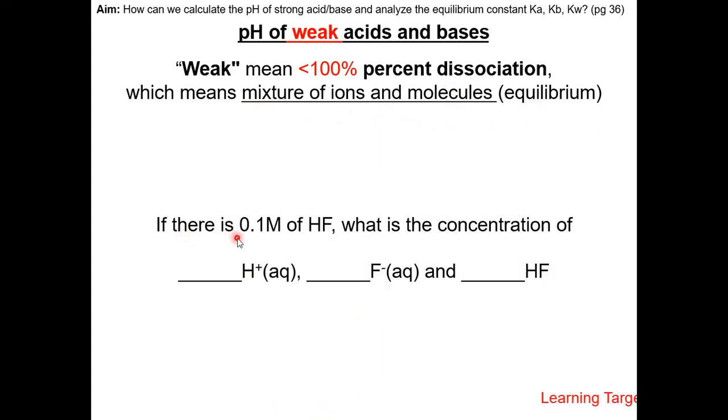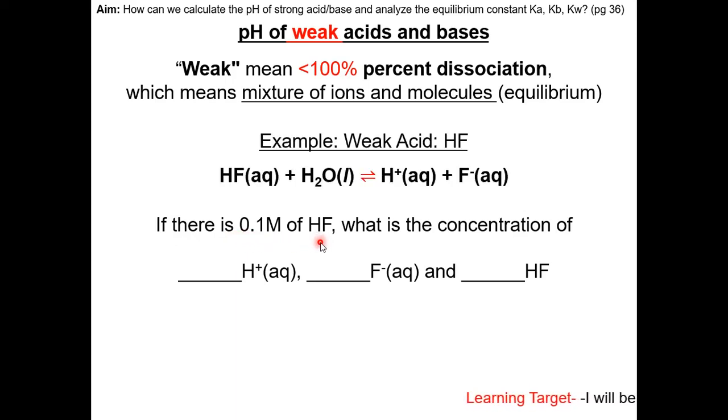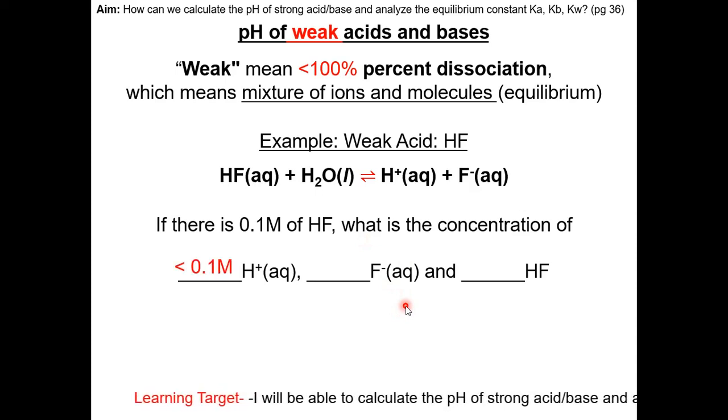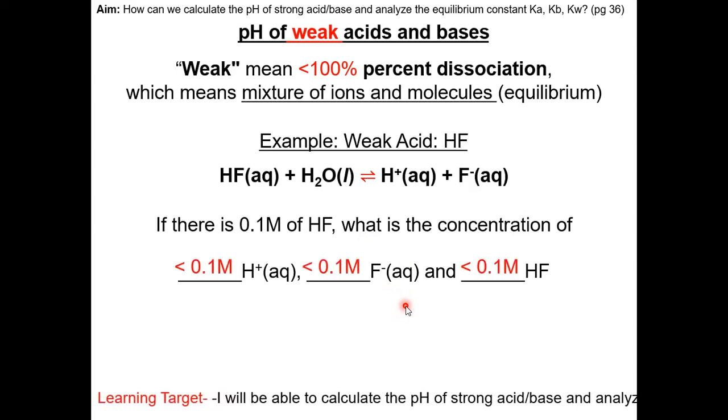Let's say there is 0.1 molar of HF. HF is a weak acid. Since HF is a weak acid, it does not completely dissociate in solution. Notice the equilibrium sign. There is a mixture of molecules and ions. Therefore, the concentration of each of these will be less than 0.1 molar. We will be calculating the actual concentration in the next PowerPoint.